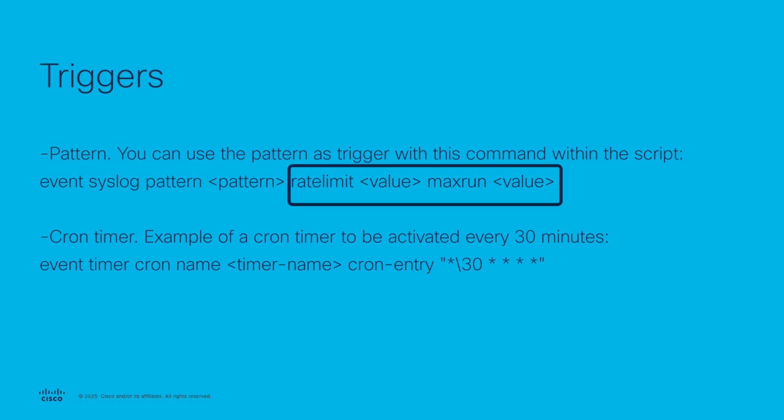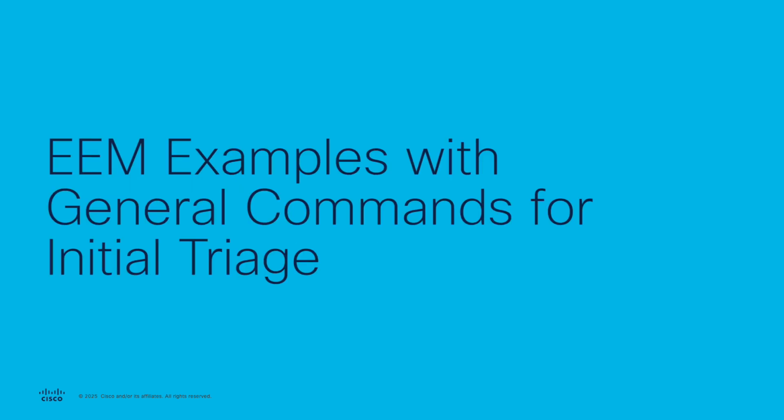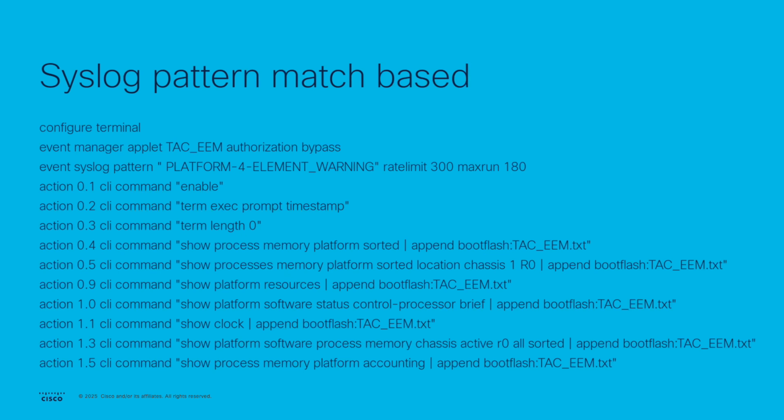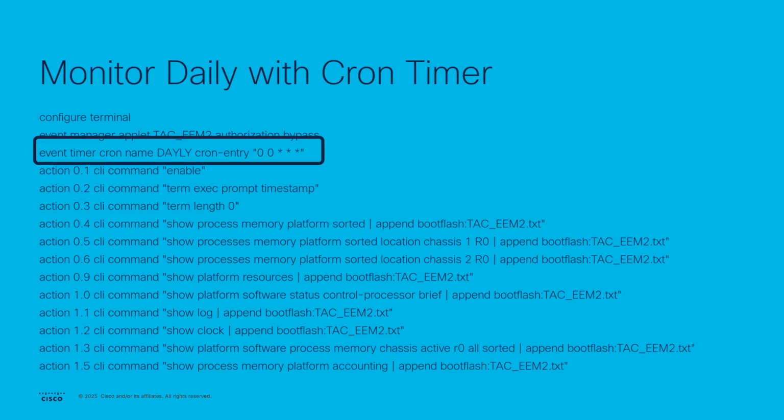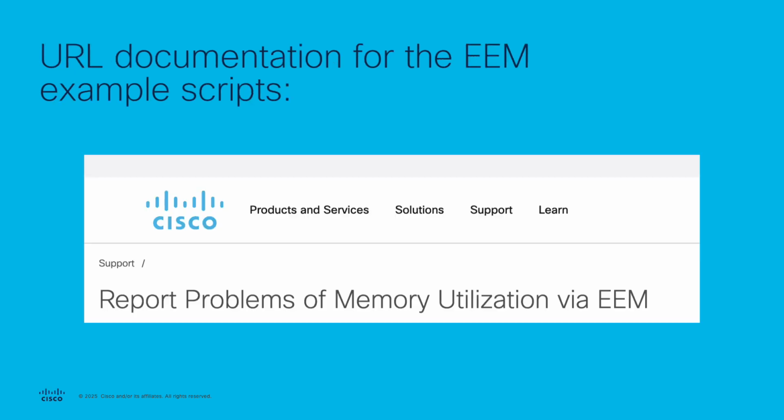Note that rate limit and max run options are used to guarantee that the entire set of outputs are collected. They also help to avoid additional noise or EEM activation in situations where multiple logs appear in a short period of time. EEM examples: syslog pattern match based, and monitored daily with a cron timer. EEM example scripts are documented in the article Report Problems of Memory Utilization via EEM. The link is provided in the description of this video.